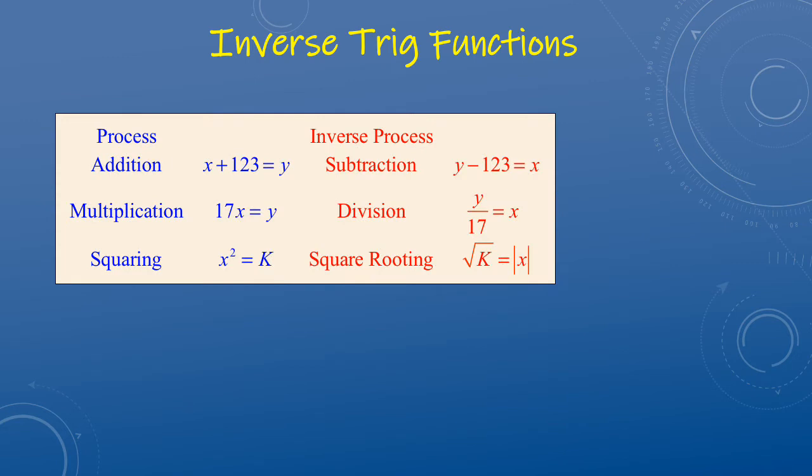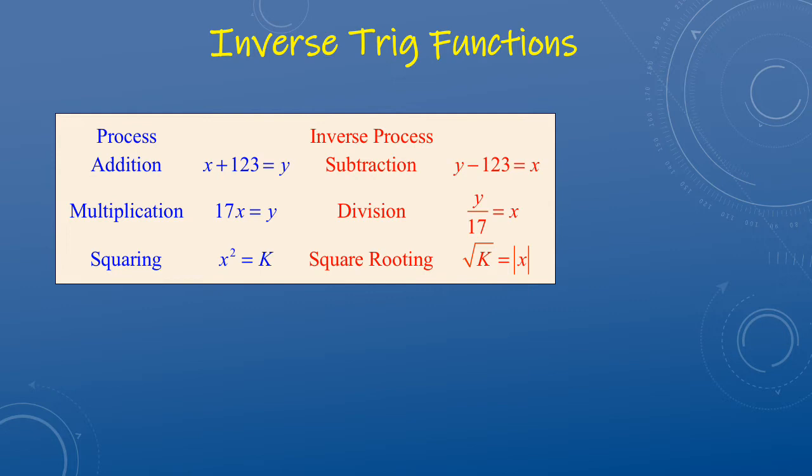For instance, addition and subtraction are inverse processes to each other. If we start with some number x and add 123, for example, we would get y. If we then take y and subtract 123, we know we get back to x. It doesn't matter what x is and what y is. This relationship is true.